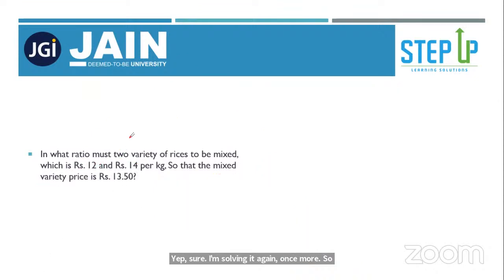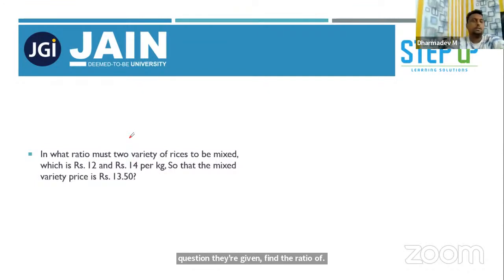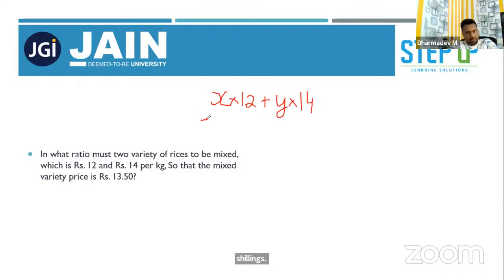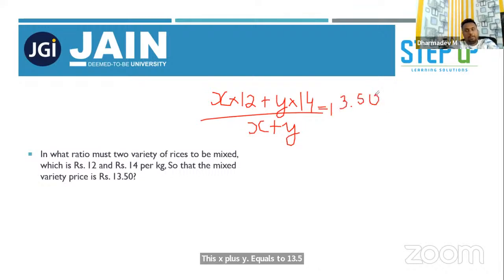So in the question, they have given: find the ratio of two varieties. So let's say the varieties of rice are X and Y. They are mixed together. The cost is already given, one variety is 12, the next variety is 14. When I mix them, the variety costs 13.50. The first variety is X kg costing 12 shillings plus Y variety costing 14 shillings. Both together is X plus Y equals 13.50. So how do I compare here?